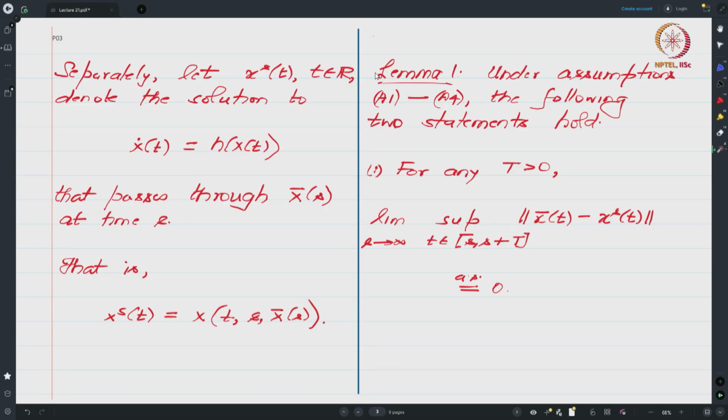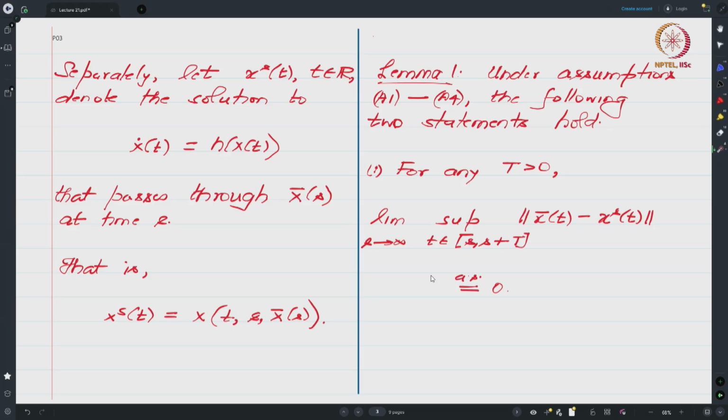The result states that under the assumptions A1 to A4, which we had introduced in the previous class, those who have forgotten, I request them to go back to that previous class and look at them, or alternatively you can look it up in the textbook Stochastic Approximation by Professor Vivek Borkar, the following two statements hold. For any T bigger than or equal to 0, some limit is 0 almost surely, is that okay.